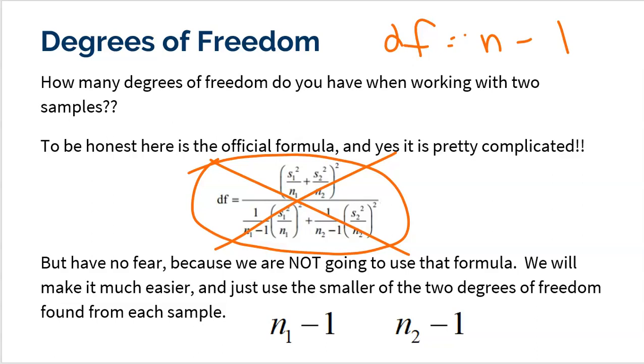It's so easy. All you're going to do is find the degrees of freedom from your first sample, find the degrees of freedom from your second sample, and then just use the smaller of the 2. That's it. It's that simple. So we're not going to use a very complicated formula. You're just going to find the degrees of freedom from each sample and use the smaller of the 2.